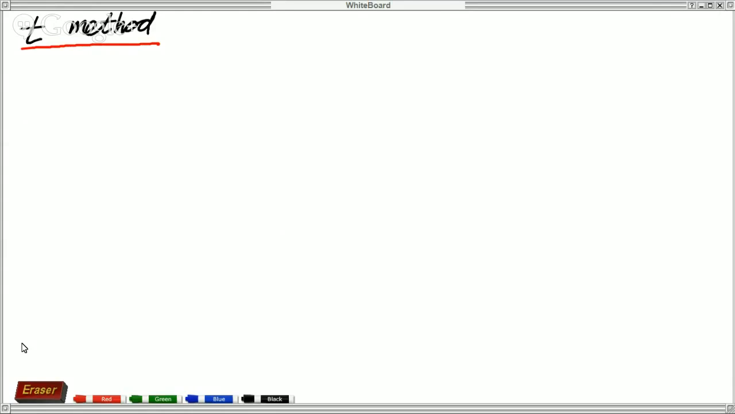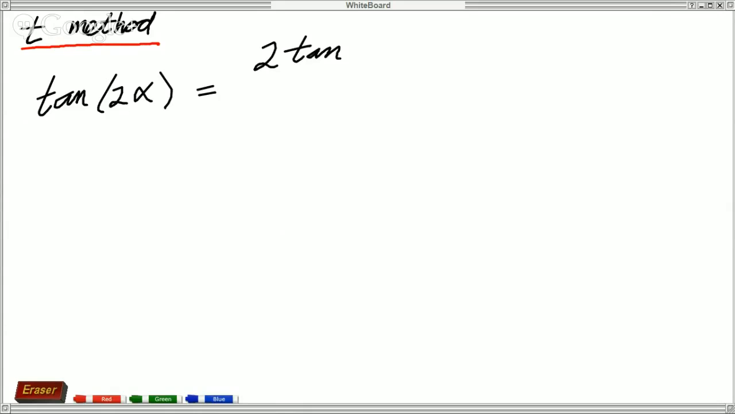Hi everyone. In the previous lessons we've been looking at the compound angle formulae and the double angle formulae for sine, cos and tan. And now we're going to look at something slightly related that's called the half angle formulae. So let's have a look at the tan double angle formula. So tan 2 alpha equals 2 tan alpha over 1 minus tan squared alpha. Okay, so that's something we've seen in the previous lesson.